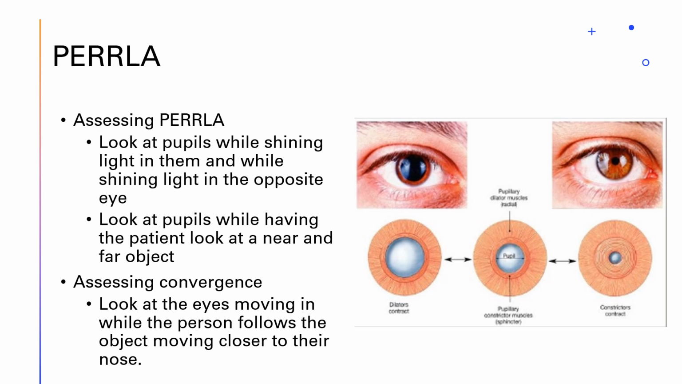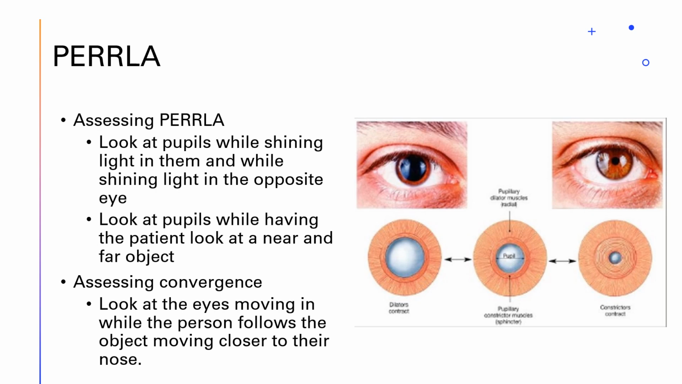Then we're going to repeat it for the opposite eye. At minimum, you're going to be shining your light 4 times, twice on each side. Both pupils should react to the direct light and react to the light when it's in the opposite eye. If they do that, then we have PERRLA.